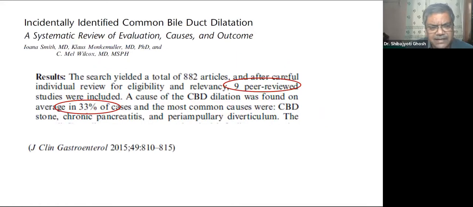In another study, which is basically a systematic review, out of a total of 882 articles, 9 peer-reviewed articles were evaluated. They concluded that 33% of the patients with asymptomatically dilated common bile duct in fact had some causative factors, and the common causes were common bile duct stone, chronic pancreatitis, and periampullary diverticulum.